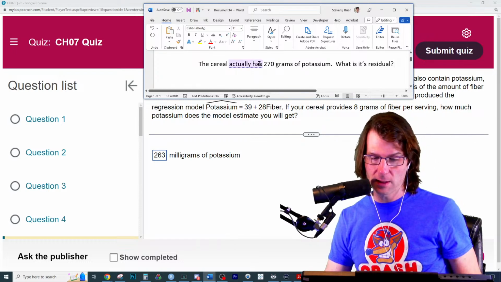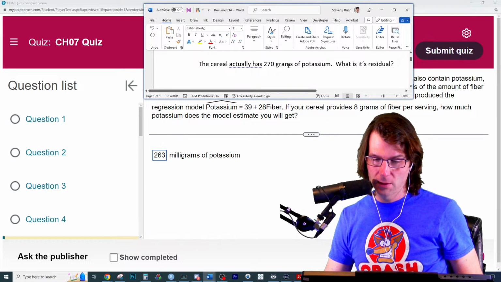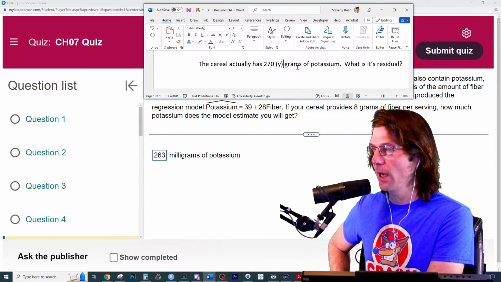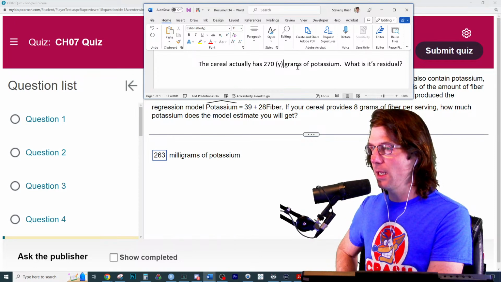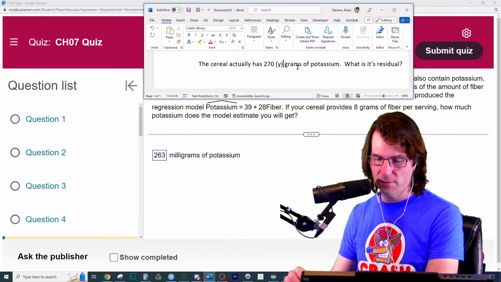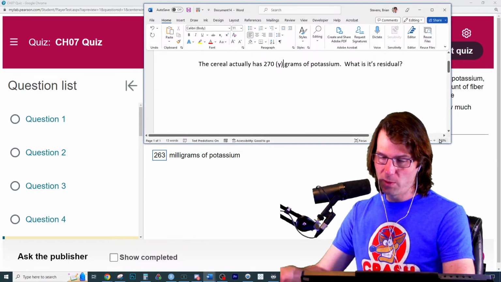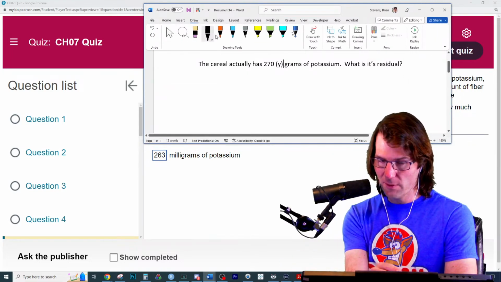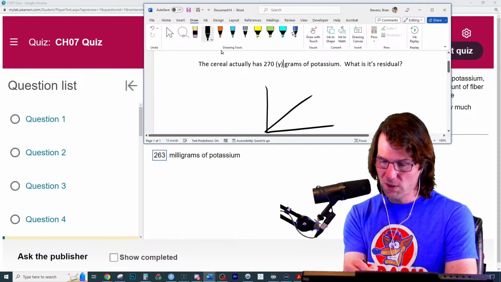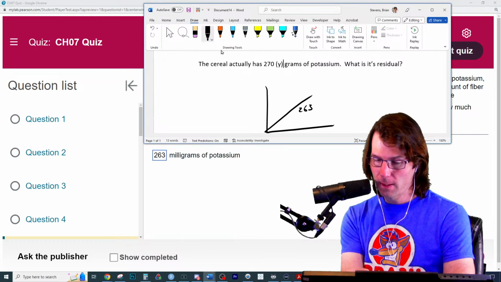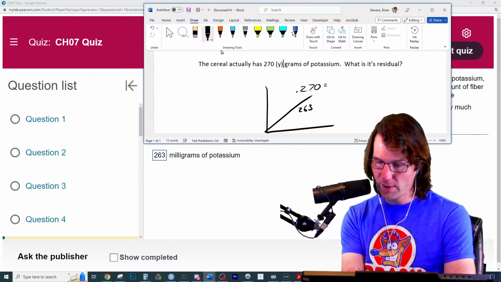Alyssa's already figured it out. This is the value of y. So if it actually has 270 grams of potassium, that's its value of y. So think, it has more than it was predicted to have. Well, it was predicted to have 263, excuse me, would be where the line is at. It's at 270 where the dot is at, and so its y value is equal to that, and its y hat is equal to here.